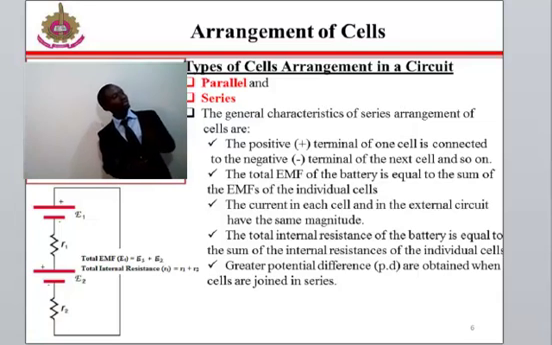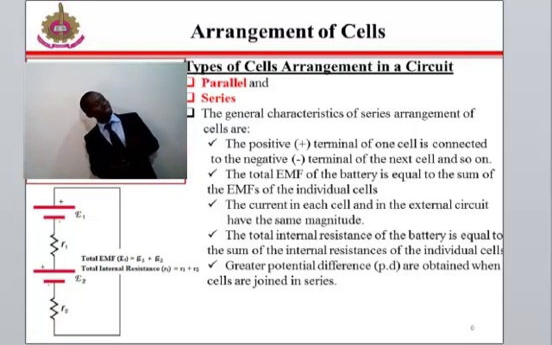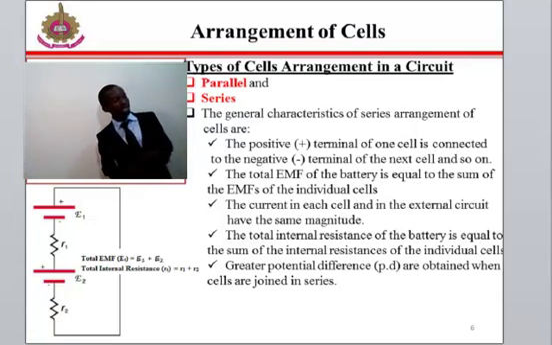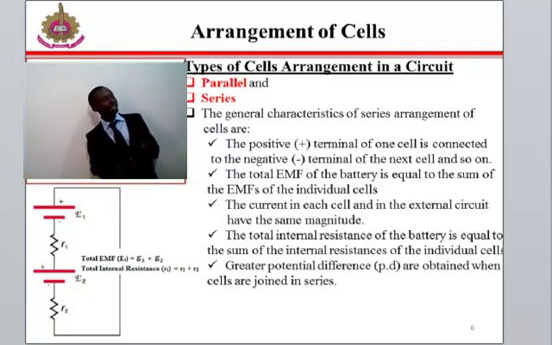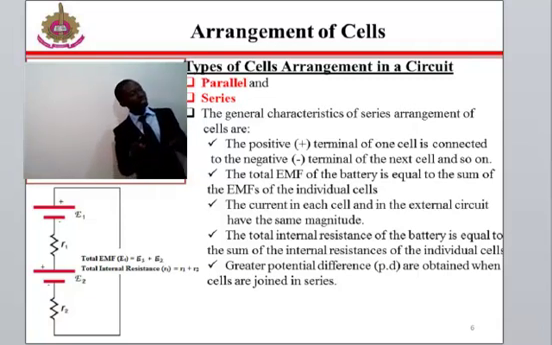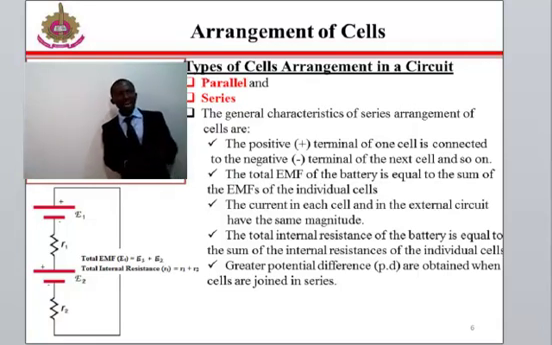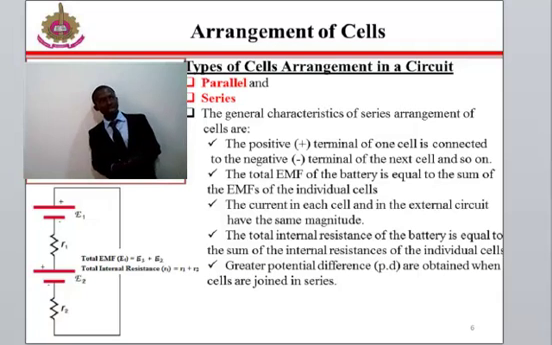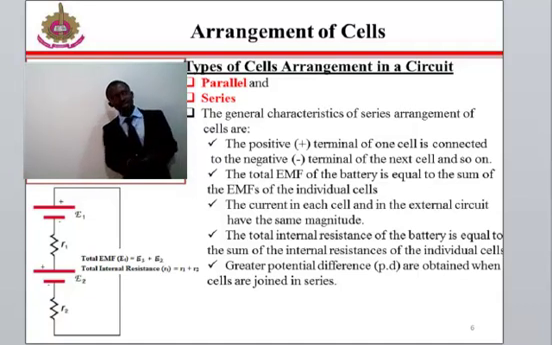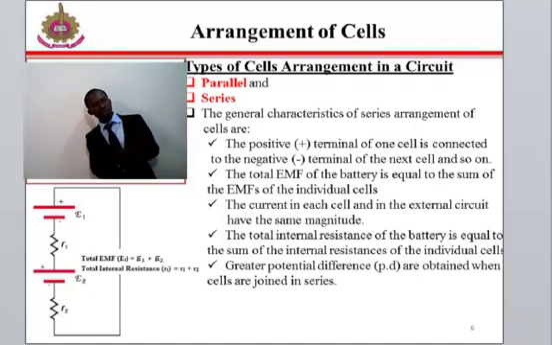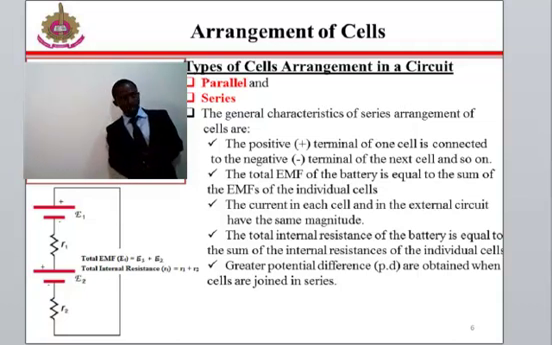Lastly, a greater potential difference, known as PD, is obtained when cells are joined in series. Another point you should note about series connection of cells is that if the cells are arranged in opposite directions, such as the negative terminal of one cell connected to the negative terminal of another cell, then the effective potential difference of the arrangement will be 0 if the two cells have the same potential difference.